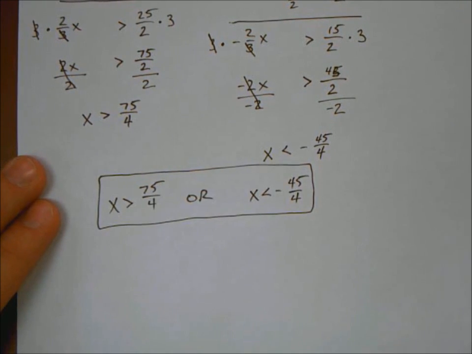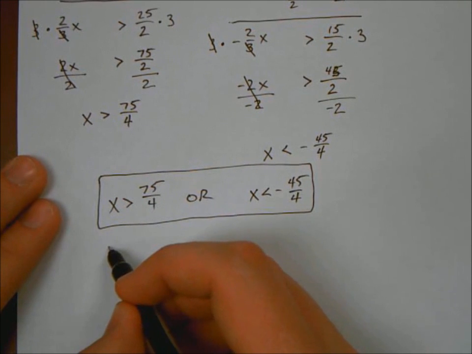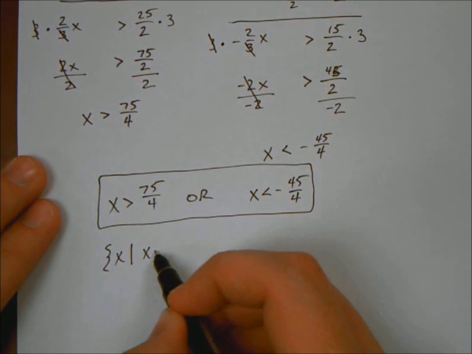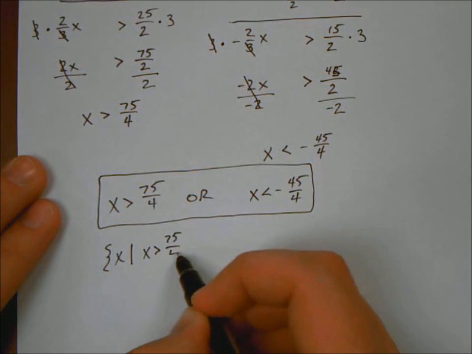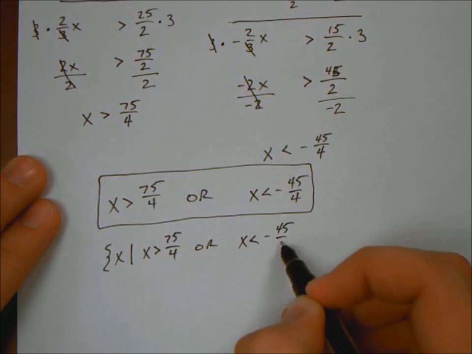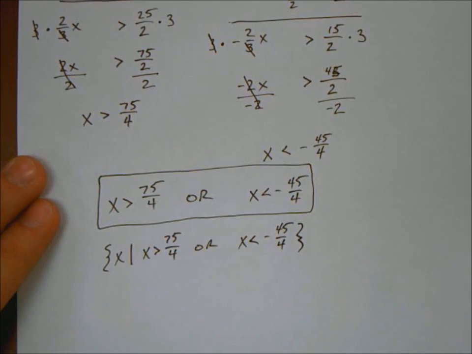The next way is using squiggly braces and set notation. The set of all x such that x is greater than 75 over 4, or x is less than negative 45 over 4. Close the squiggly braces. And finally, you might see this on a number line.